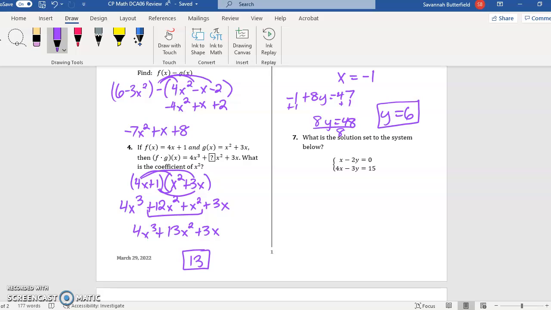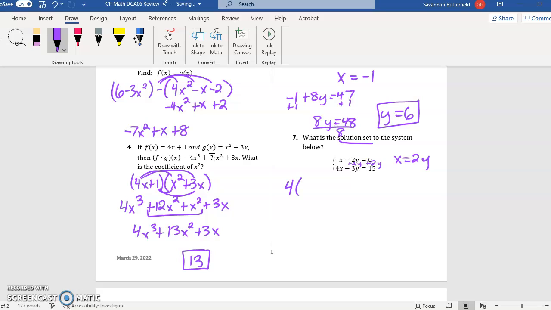Like on number 7, it's asking for the solution set. So it's asking for both x and y, essentially. Now looking here, I don't have any terms that are the same, but this x has a coefficient of 1. So I'm going to add that y over to the other side, because we're equal to 0. And I'm going to get x equals 2y. So I'm going to use substitution for this. You could also manipulate these equations and use elimination. So x equals 2y, so we're going to plug it in for x.